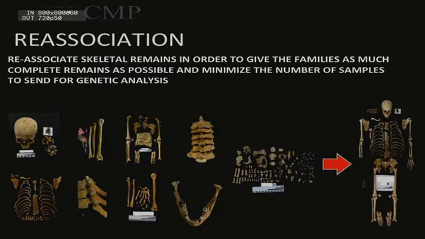And reassociation. We try to reassociate remains in order to give the families as complete skeletons as possible. So our first aim is to identify, but in the meantime, we try to give them as complete as possible. So we try to reassociate different groups together. On this slide, you can see we have 9 different groups. They were found in a commingled state. And after reassociation, we could manage to identify the complete skeleton.